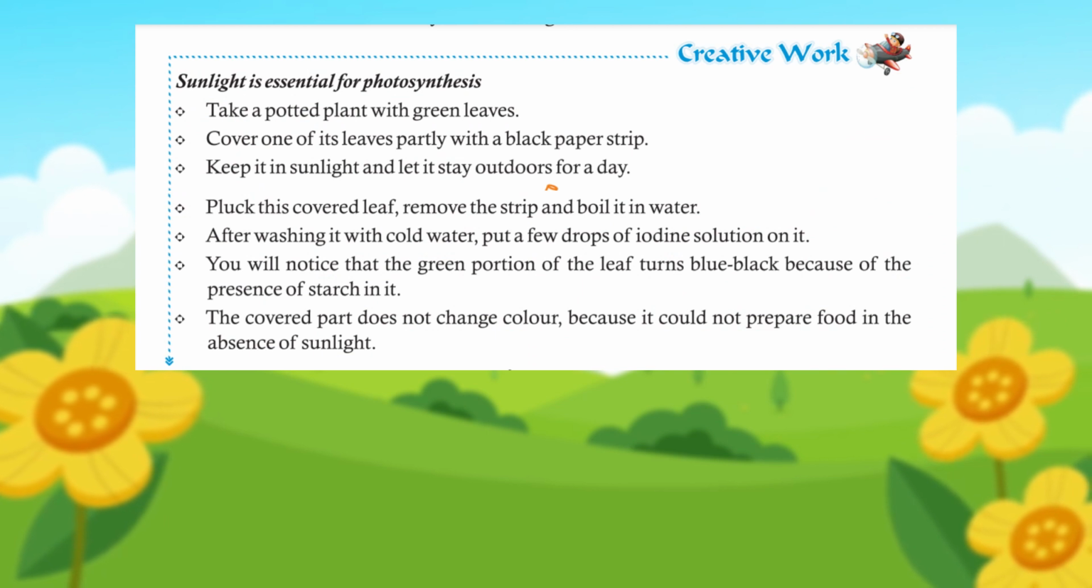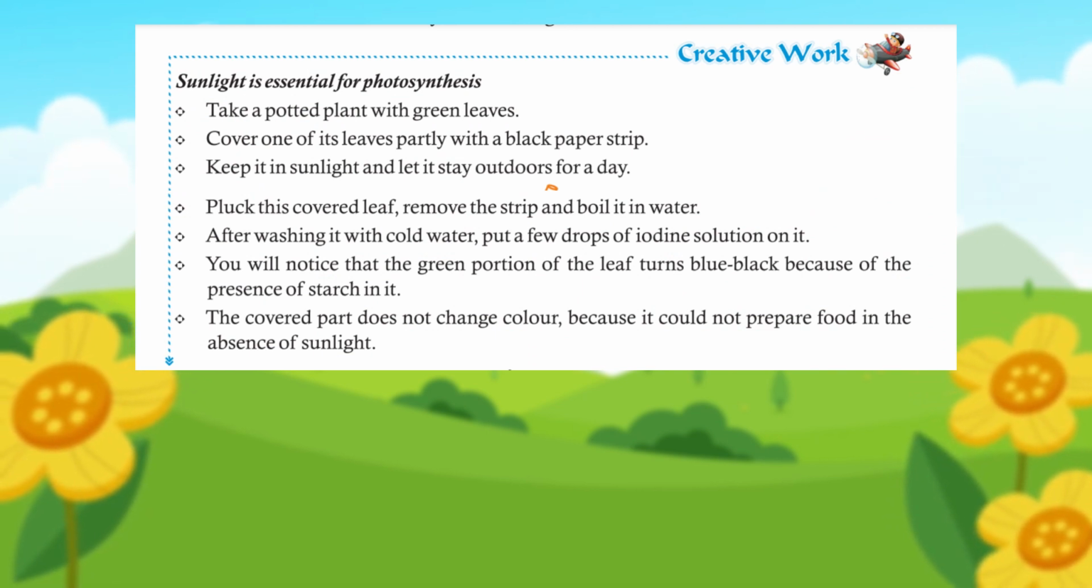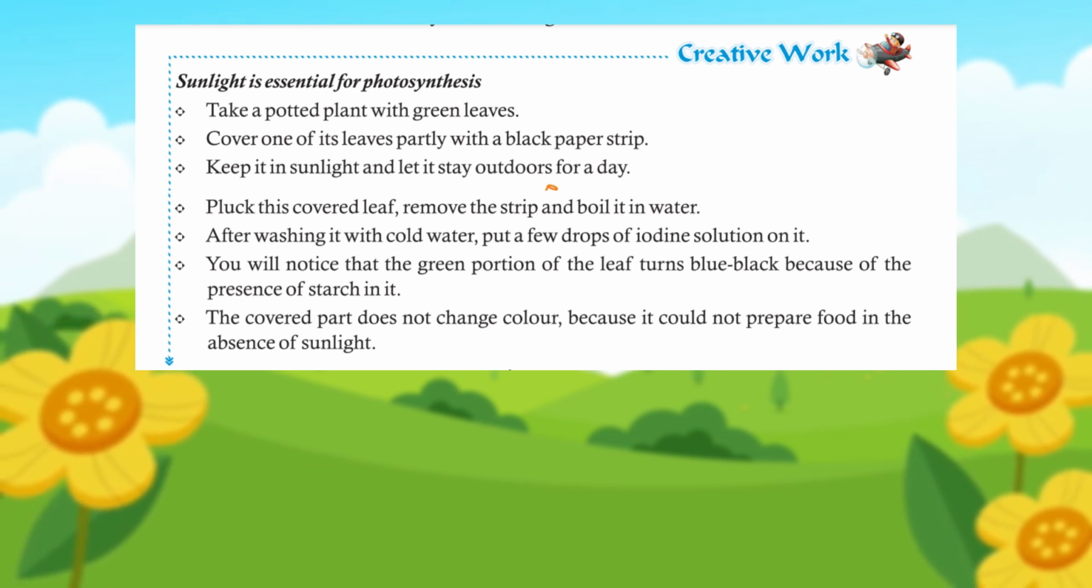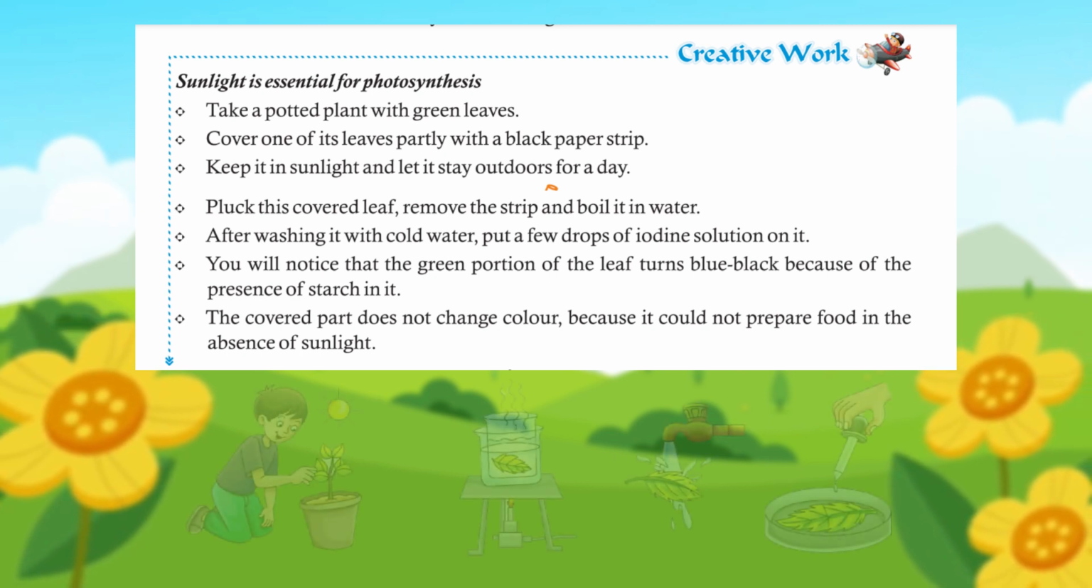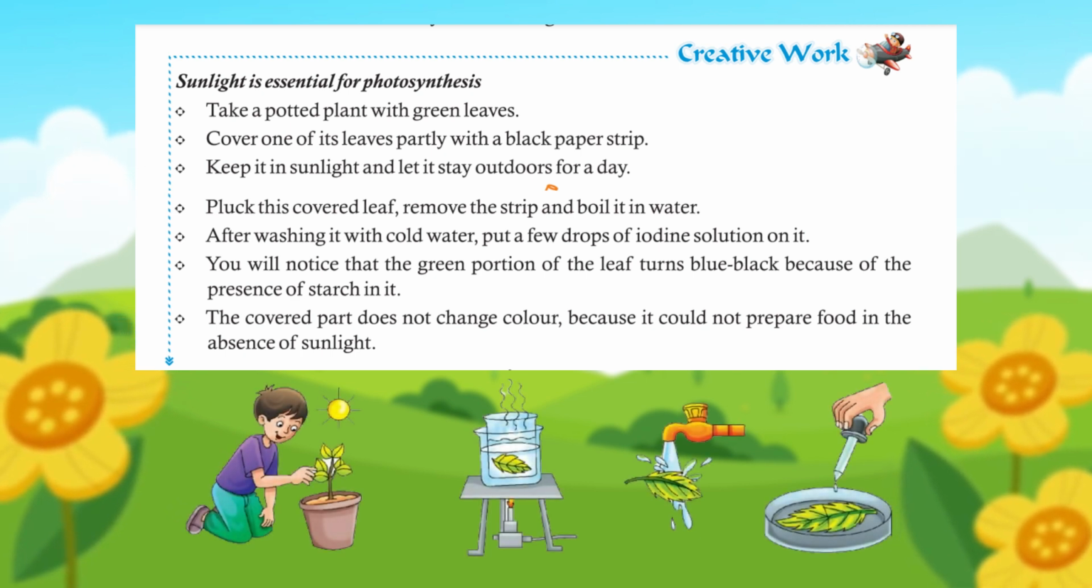Sunlight is essential for photosynthesis. Take a potted plant with green leaves. Cover one of its leaves partly with a black paper strip. Keep it in sunlight and let it stay outdoors for a day.